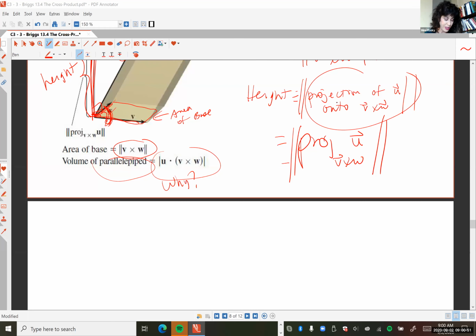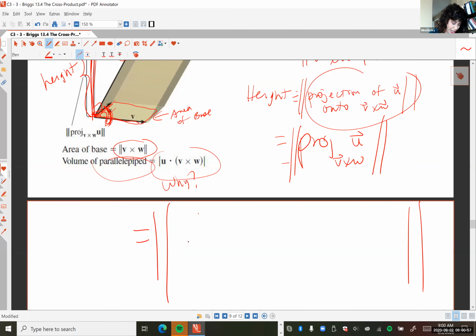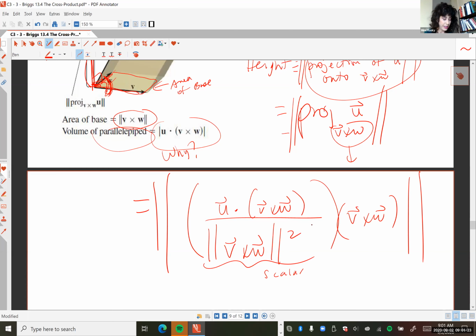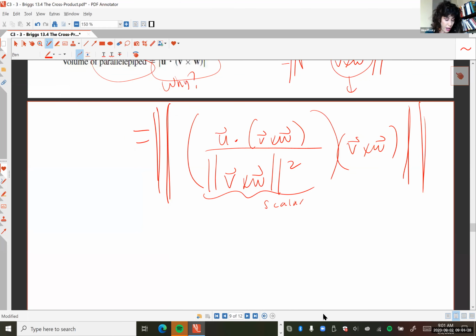Okay. So what are we doing here? So this is going to be a big old magnitude of, and remember, projection is a scalar times a vector. And the vector is the v cross w vector here. So when you project u onto v cross w, this scalar, remember, was a fraction. You're going to take the dot product of u with the cross product v cross w. Okay, fine. And then you're going to take the magnitude of v cross w and square it. Now this whole thing, we're looking for a magnitude because we want volume. Volume's got to be a scalar.